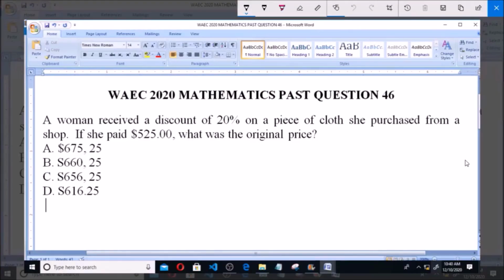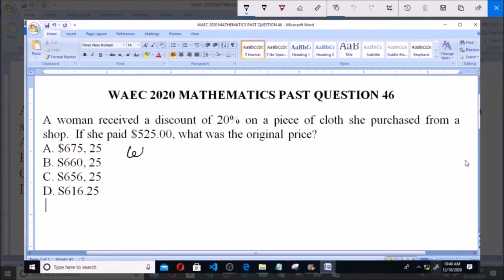I will be answering WAEC 2020 Mathematics past question 46. A woman received a discount of 20% on a piece of clothes she purchased from a shop. If she paid $525, what was the original price?